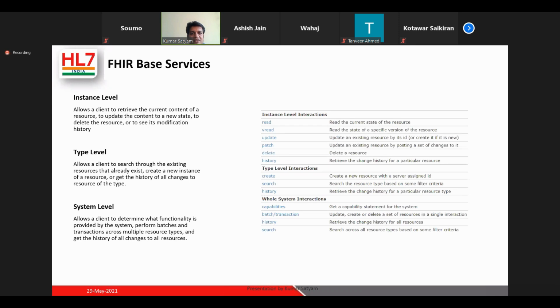So we also looked at FHIR services, and we saw that there are 3 levels at which FHIR services operate. One is at the instance level. Instance level is at one particular instance of the resource. For example, the patient whose ID is Satyam, right? So at instance level, at individual resource level. Then at a type level, which means at a resource type level, so at patient level.